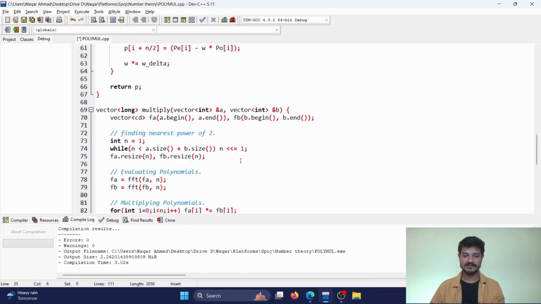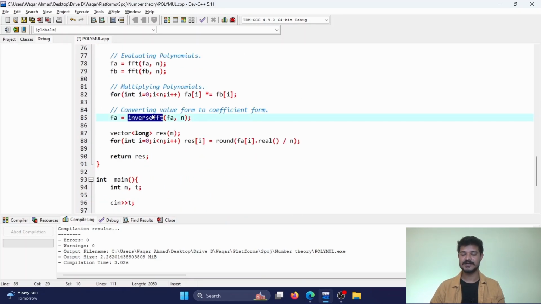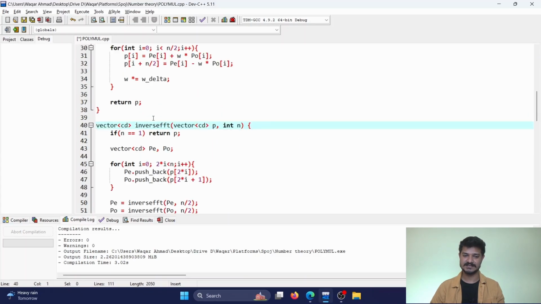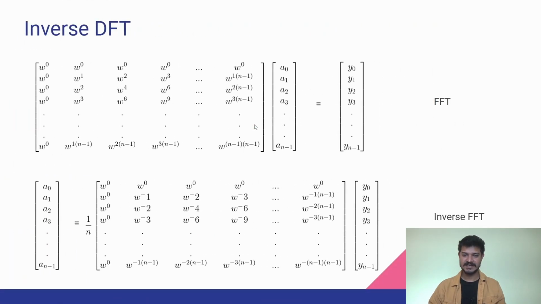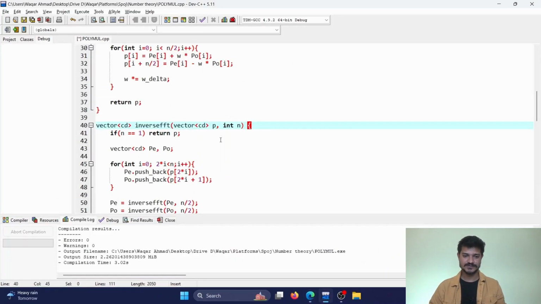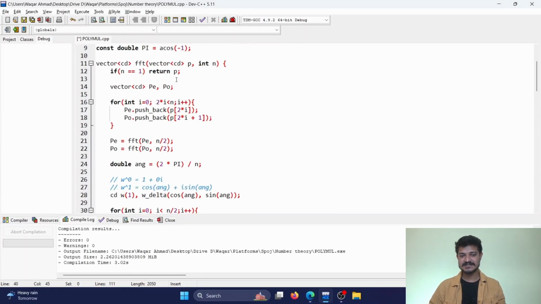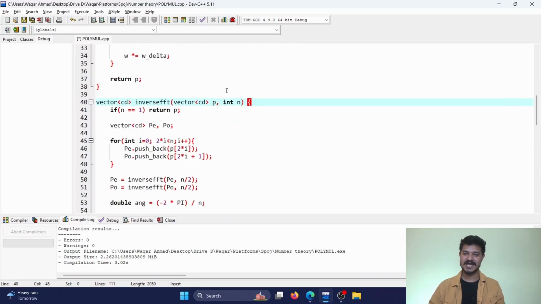Now what are we left with? We are left with inverse FFT, and let's have a look at that also. As we discussed in the last lecture when we were discussing the inverse FFT, if you remember, here is your inverse FFT. It is exactly the same as the original FFT. The only difference is that now the powers must be negative. Power is negative, that means the angle must be negative, right? So if you go here, it is basically a simple copy paste of the FFT function. Everything is the same.